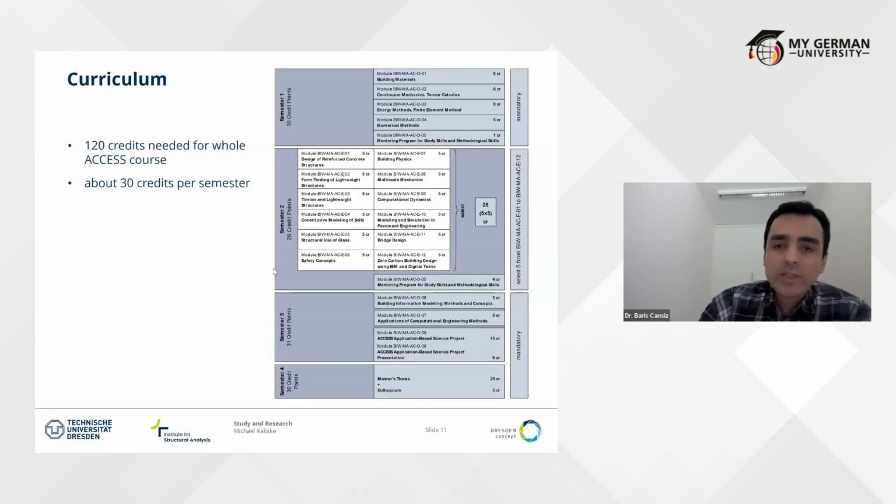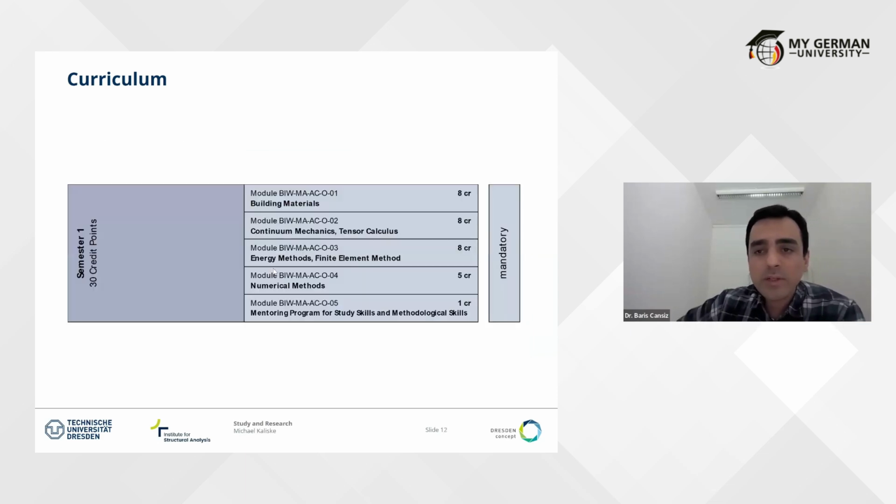If you look at the curriculum, as I mentioned, the master program takes 4 semesters, and in total we have 120 credits that need to be fulfilled. Each semester consists of about 30 credits. In the first semester, we have mandatory lectures which focus on building materials, continuum mechanics, and tensor calculus. Furthermore, we provide lectures for the finite element method and energy methods. We also go into the numerical methods which are necessary for finite element modeling techniques. And furthermore, we have a mentoring program in order to improve the study and methodological skills of the students.